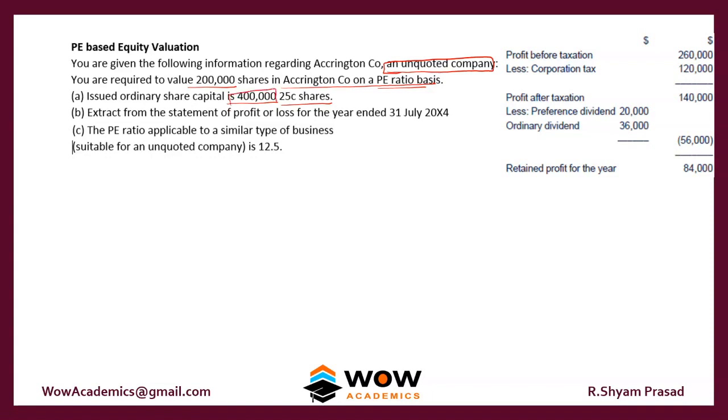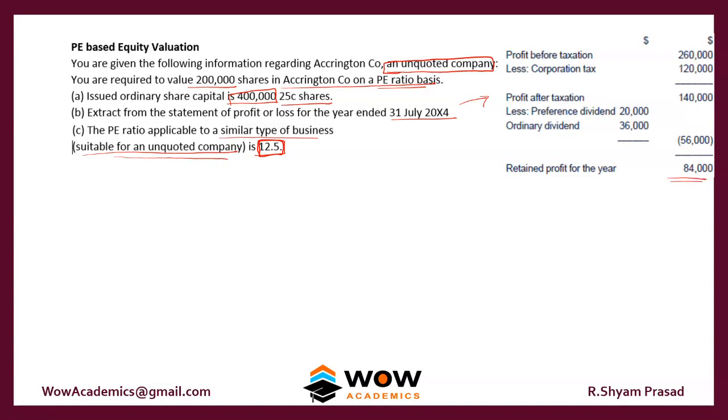Extract from the profit or loss account for the year ended 31 July 2004. So they have given you this data. The PE ratio applicable to a similar business suitable for an unquoted company. So this PE ratio is suitable for an unquoted company. So we don't need to adjust it. It has already been adjusted. So the PBT is 2,60,000. Corporation tax is given. PAT is given. Preference dividend, ordinary dividend, and retained profit for the year is given.